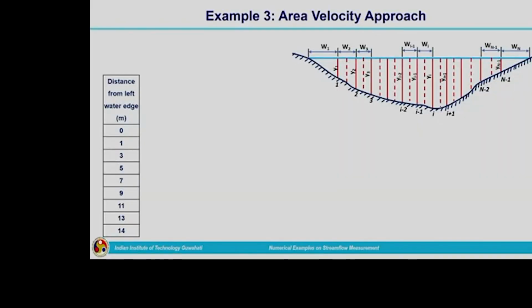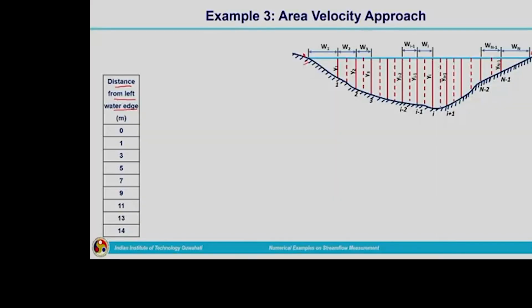So, now let us start working out the problem. This is the data given to you, that is the distance from the left water edge. That is the distance from the left bank is given to you. It starts from 0, that is at this point the distance is 0. It is going from 0 to 14. So, here it is 14 meters. The entire width of the cross section, the entire width of the channel, is 14 meters.